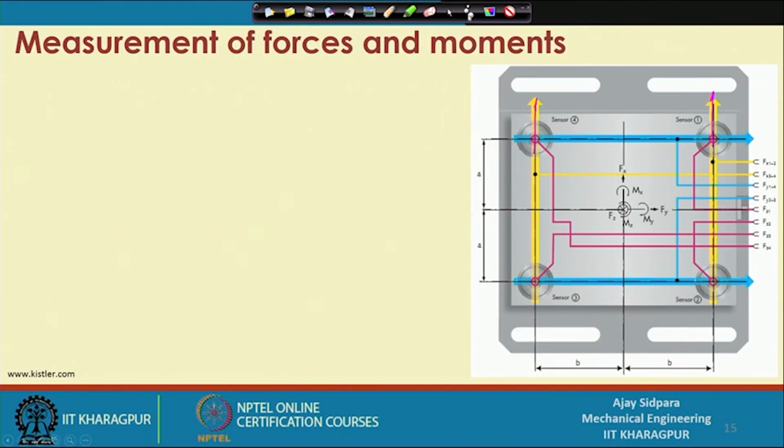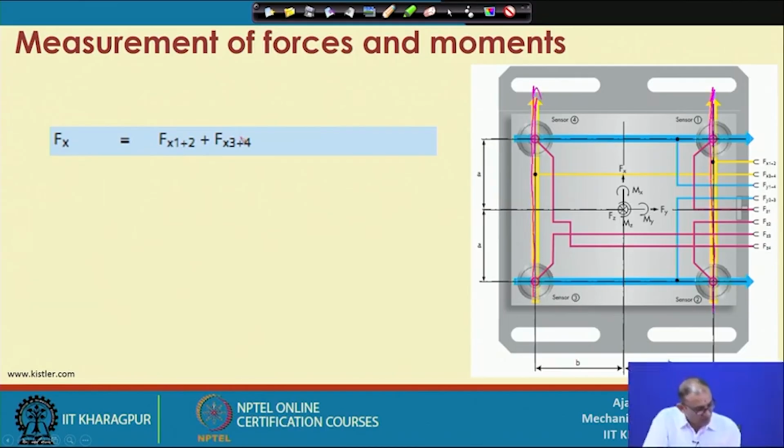So, how does the dynamometer measure all these forces? When it measures the force in the Fx direction, this is your x direction, right. In the x direction, it will measure this part: this is one measurement and this is the second measurement. So this is sensors 3 and 4, plus the signals from sensor 2 and sensor 1. So this is Fx1,2 plus Fx3,4. By adding 1,2 plus 3,4, you can find the Fx force.